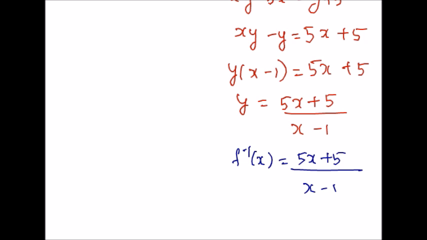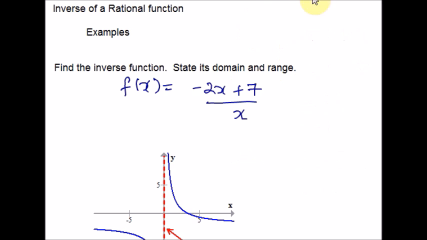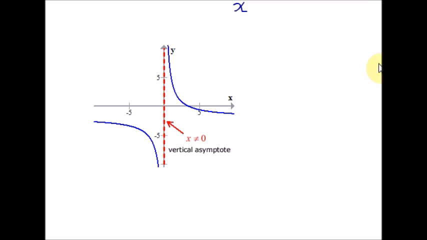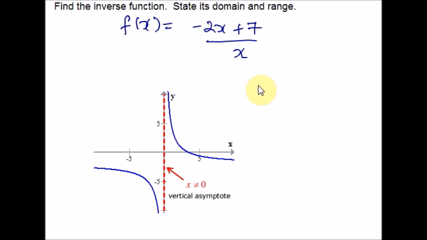Okay, let me take one function where the denominator is just x. Here is the next example, and I have shown you the graph of the original function. Please have a look over that. Now I'm going to apply the steps for finding the inverse. First, replace f of x by y and then swap x and y.